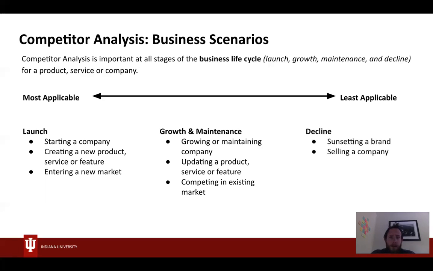And the least applicable competitor analysis business scenario is going to be within the declining business life cycle phase. So thinking about sunsetting a brand, selling a company in a distressed market, there are going to be less competitors and less variable inputs to be considering. So it's really about understanding what's going to be happening and what is the best decision for that current company, brand, or service. So next, we're going to be talking about the specific example of the pharmaceutical industry with Matthew.